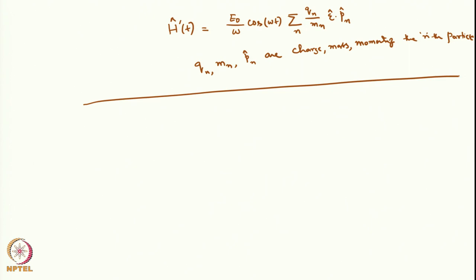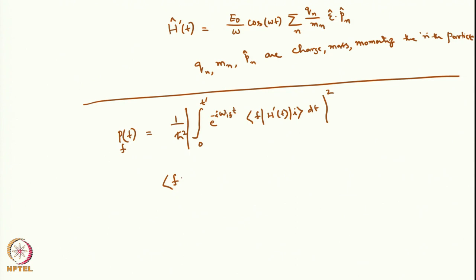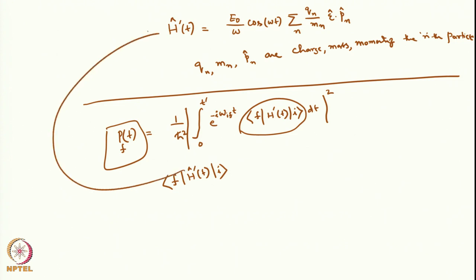Now if you go back to the coefficient or the probability, P of t, the probability of f, is equal to 1 over h bar square, modulus of the integral from 0 to t prime of e to the power of minus i omega_if t, integral f H prime of t i dt, modulus square. That means we still have to evaluate this integral f H prime of t i. Unless this integral is evaluated, of course you cannot evaluate P of t. Now we know the Hamiltonian, so we need to plug in this value of H prime of t.